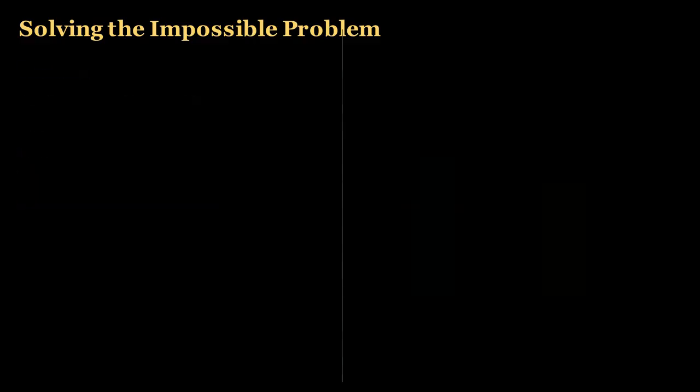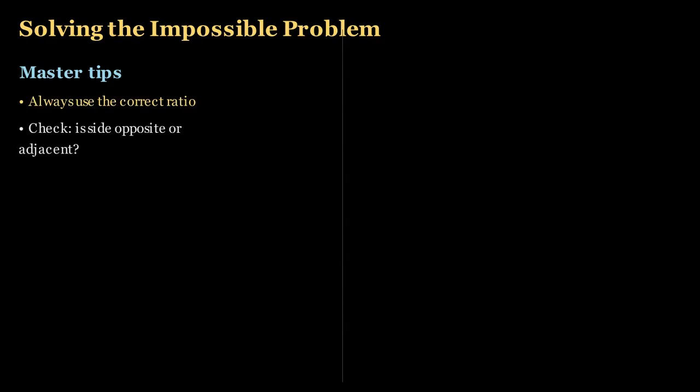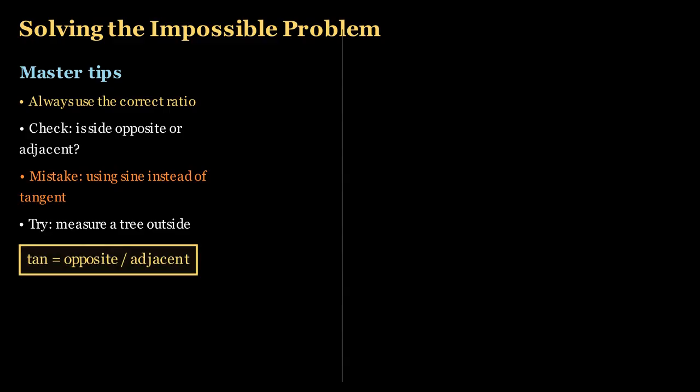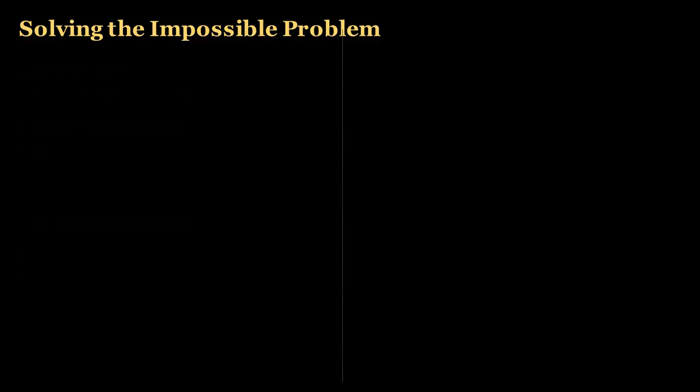The most common mistake is mixing up sine and tangent. Remember, tangent uses both legs, the opposite and adjacent, no hypotenuse. If you know the angle and the ground distance, tangent is your tool. Now go outside, step back from a tree, measure the.